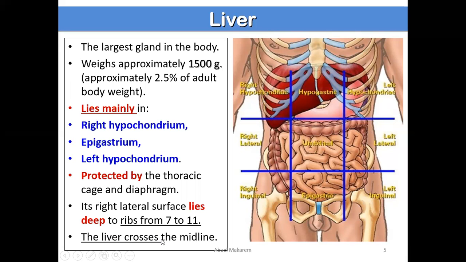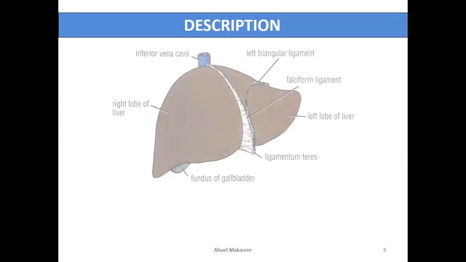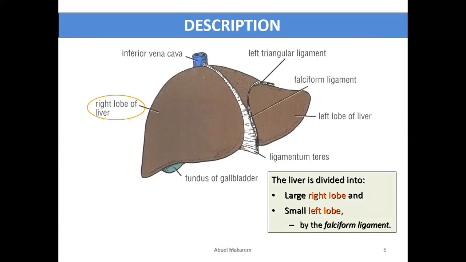The liver crosses the midline. As you can see here, this is the midline of the body, passing through the umbilicus as well as the sternum, but it will cross from the midline towards the left side, to the left hypochondrium. So now the liver, if you see here, is divided into two large lobes. The larger one is called the right lobe, and a smaller one is called the left lobe, and they are separated in between by a ligament called the falciform ligament.